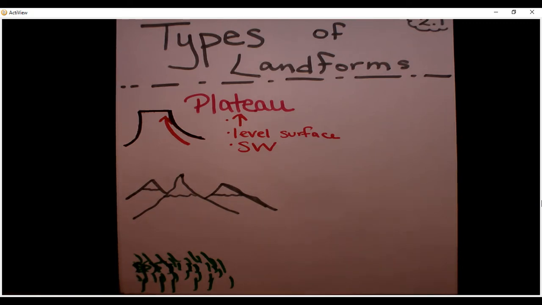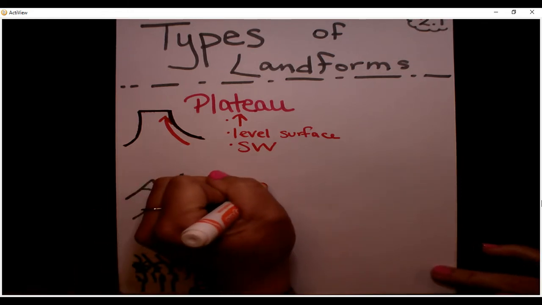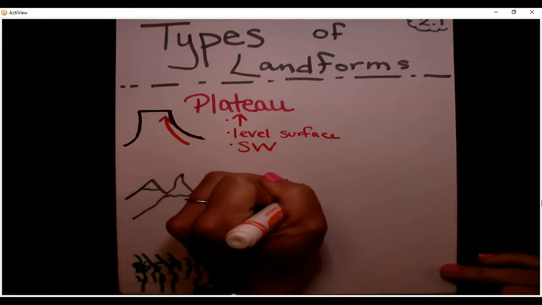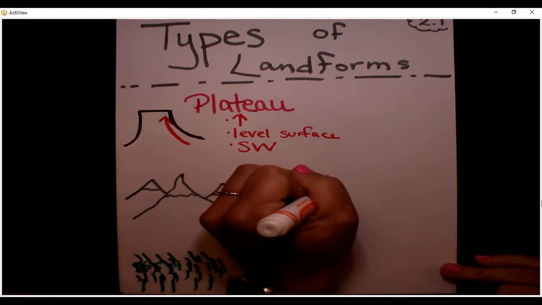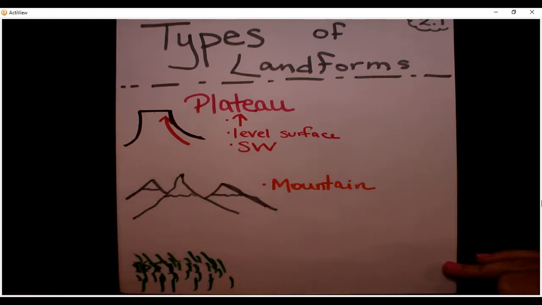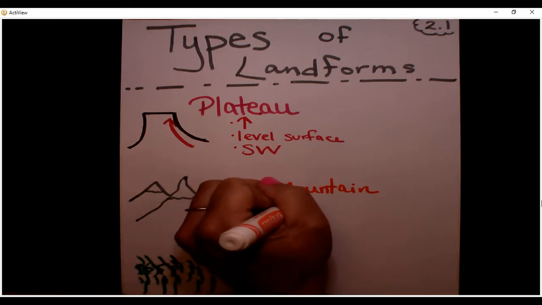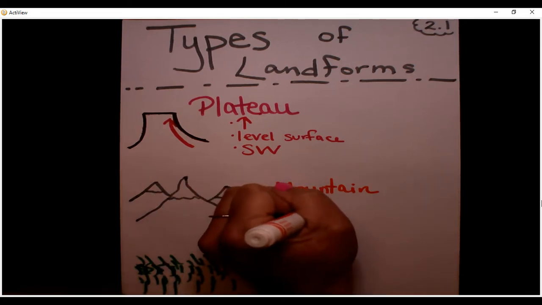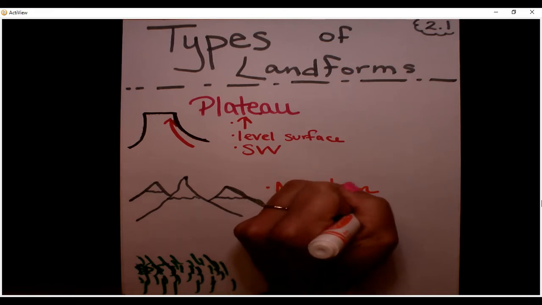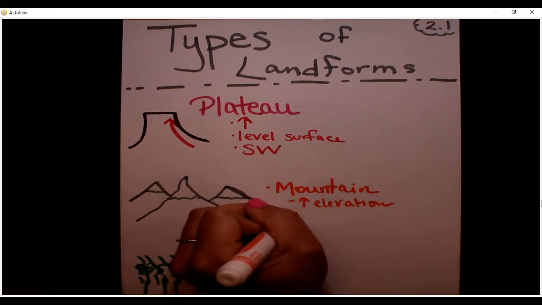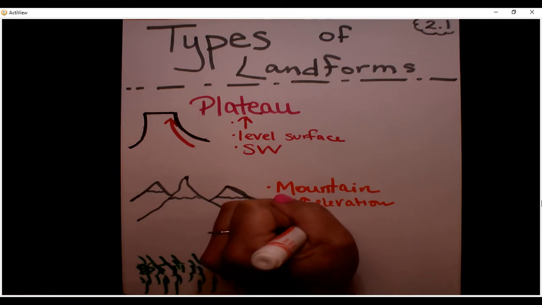The next picture is a mountain or mountain system. Mountains can look all sorts of different ways. They are characterized by having high elevation, and they also have high relief.